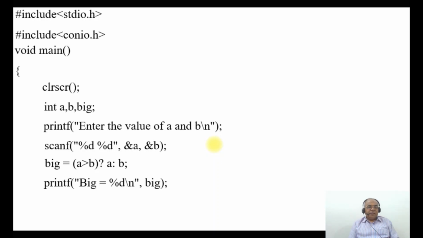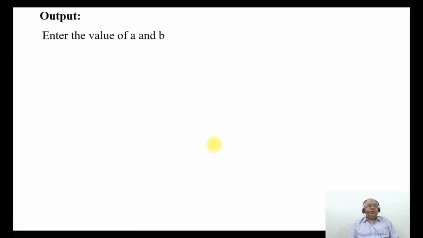So printf big is equal to %d, \n, big. Then getch is a function. So what is going to be the output? Enter the value of A and B. If I enter the value of A as 10 and B as 20, then what happens? It checks whether A is greater than B. In this case, is 10 greater than 20? No. So it is false, so it prints the value of big, which is B.